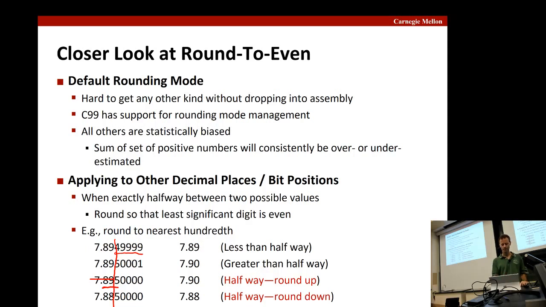But in this case, the choice is between 0.89 and 0.88. And 0.89, the last digit of that is a 9. And 0.88, the last digit of that is 8. So in that sense, 0.88 is even. This is a way of thinking about even. And so you'd round to that. Is that clear?